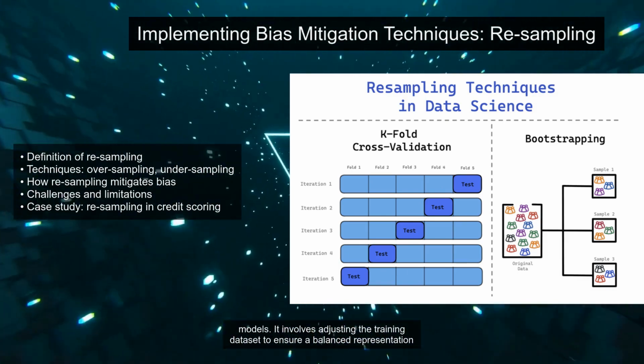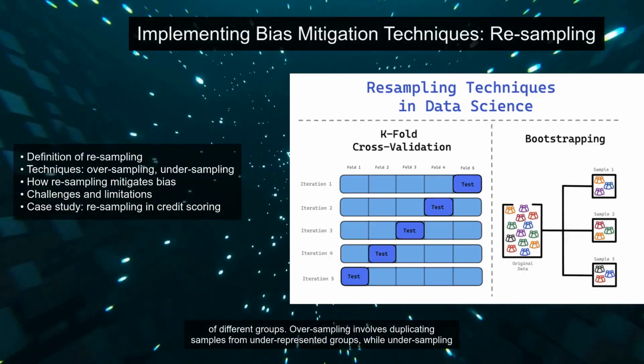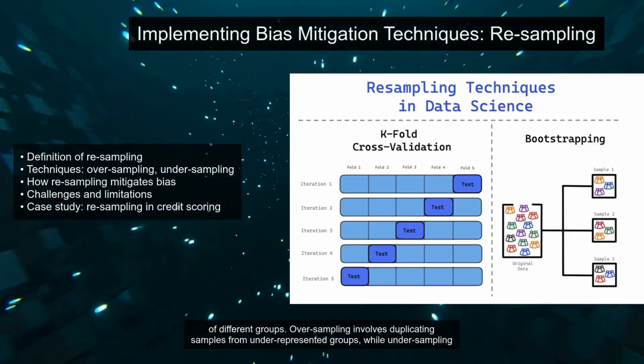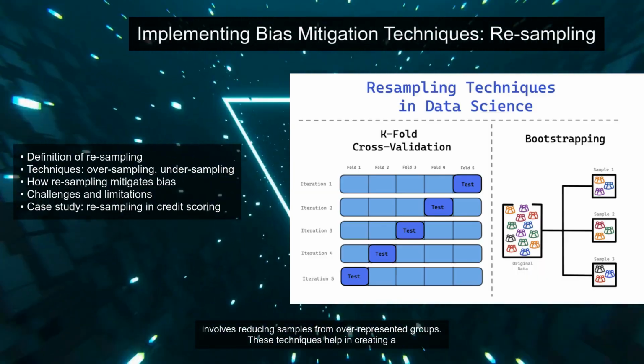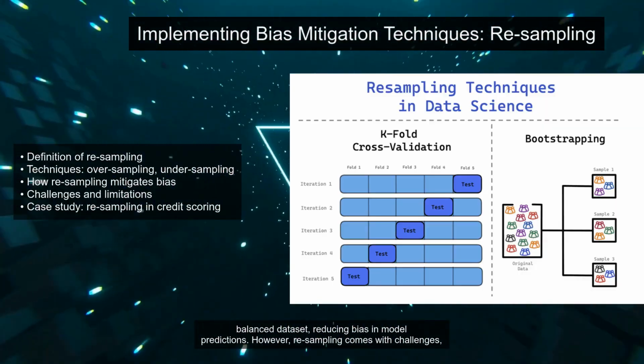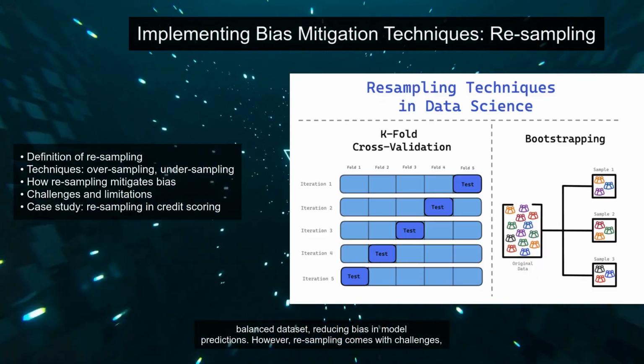It involves adjusting the training dataset to ensure a balanced representation of different groups. Oversampling involves duplicating samples from underrepresented groups, while undersampling involves reducing samples from overrepresented groups. These techniques help in creating a balanced dataset, reducing bias in model predictions.